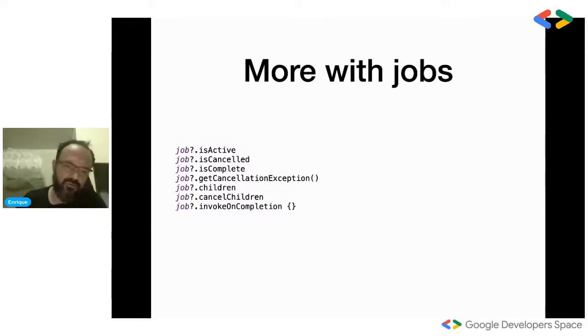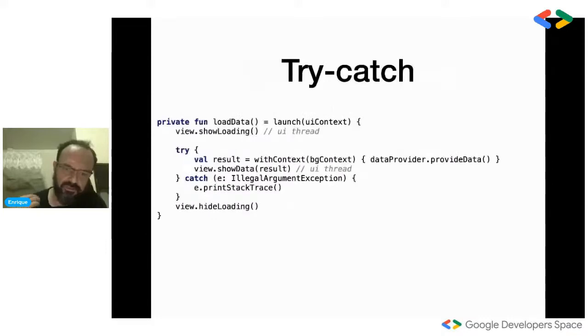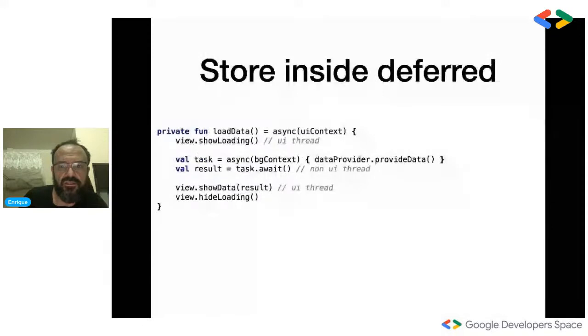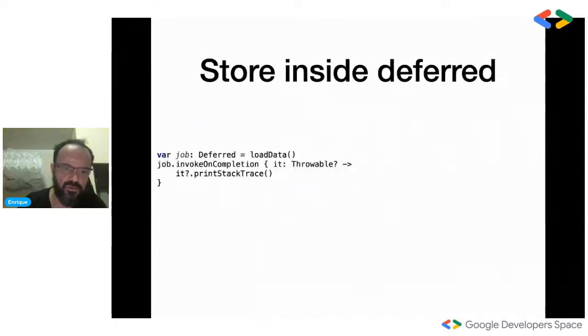Error handling. Of course, we can do try catch. That's the old-fashioned way: if something happens, just catch it and print it on the screen or do whatever you want. We can store it inside a deferred object, as we said. So in our previous example, async tries to do some operation and displays it. In this case, we could have our function loadData assigned to a job, and we could invokeOnCompletion. If there is a throwable returned, then we can just handle it.